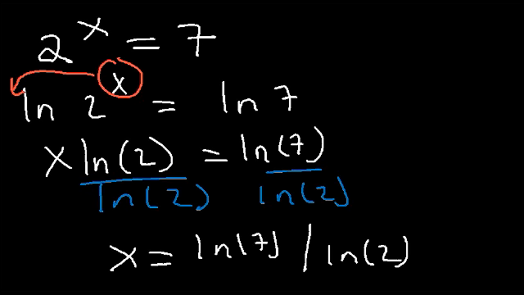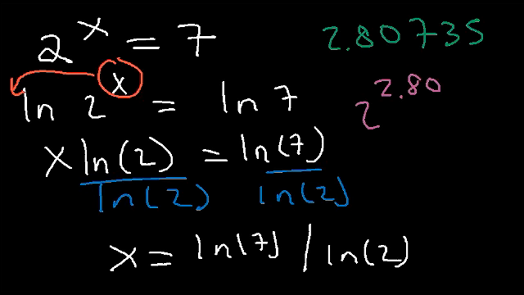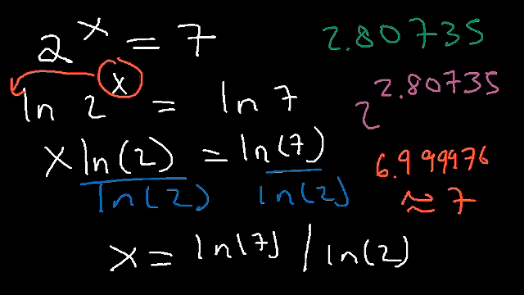So at this point, you need a calculator. ln 7 divided by ln 2, you should get about 2.80735. Now you can check your work. If you type in 2 raised to the 2.80735, the answer should be close to 7. Once I type it in, I get 6.999976, which is approximately 7.